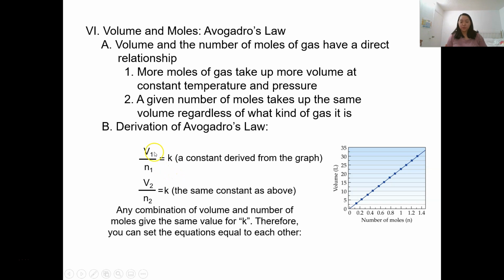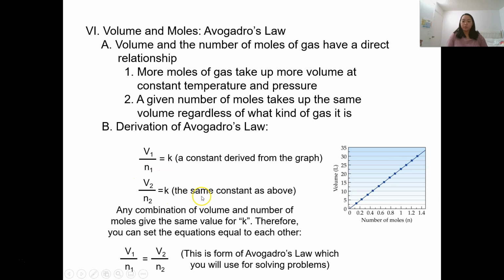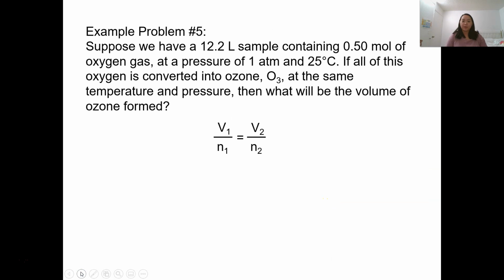So like before, we can set V1 over N1 and V2 over N2 to be equal to each other because each of them is equal to K. This is the form of Avogadro's law that you will need to use for solving problems. It is also good to note that you are responsible for this graph and understanding that this means there is a directly proportional relationship between numbers of moles and volume. Let's see how we actually solve a problem using Avogadro's law.